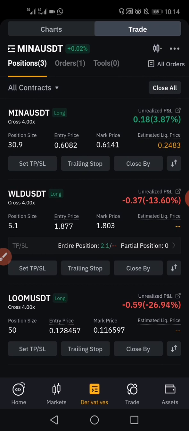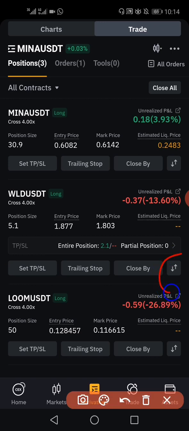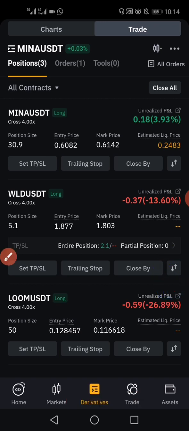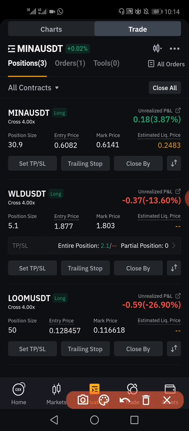Okay, so that's for Bybit. Bybit is just similar to Binance, just that there are a few things I noted, especially this reverse. I don't think it's on Binance. And then you can also set your take profit and set your stop loss. This is where you do it for each of the trades.